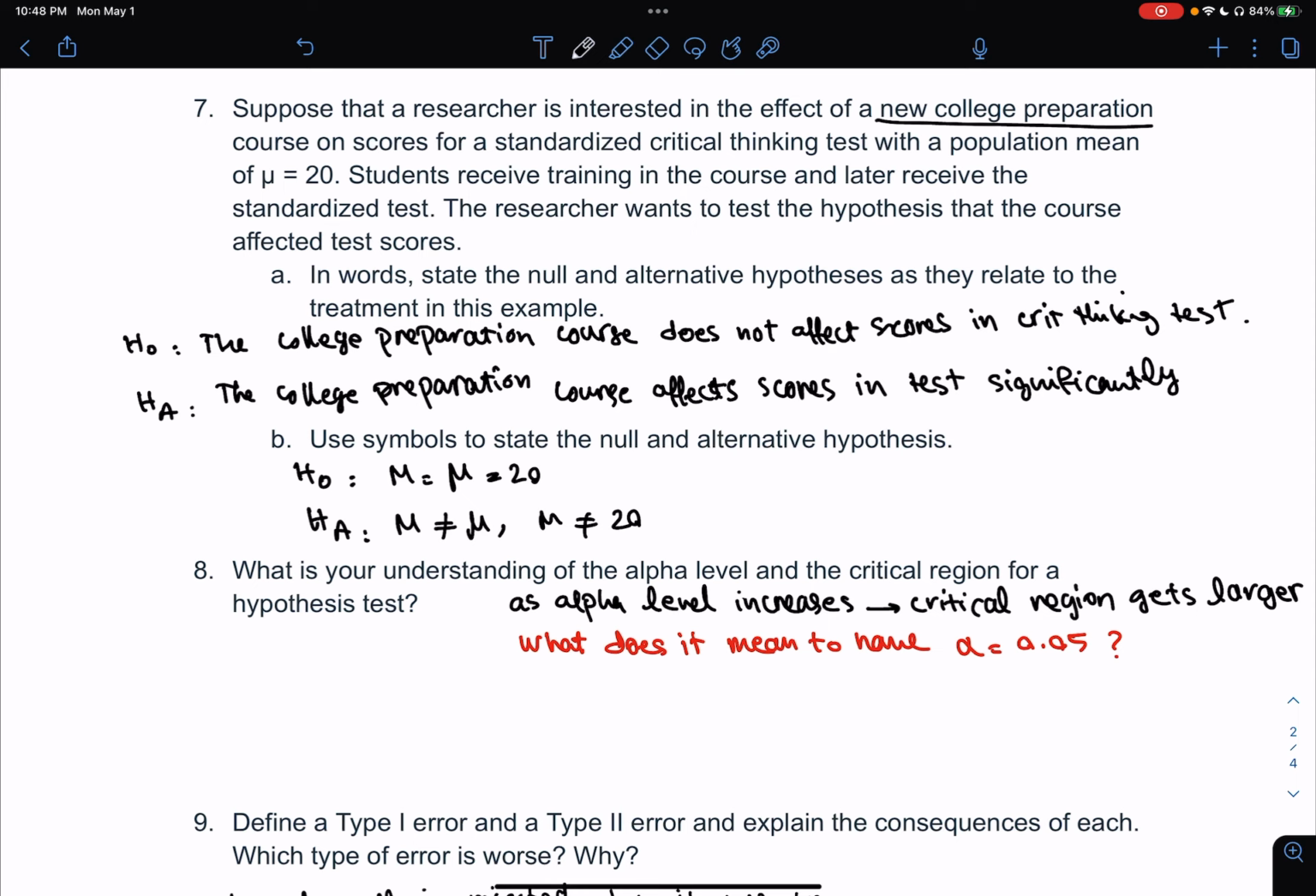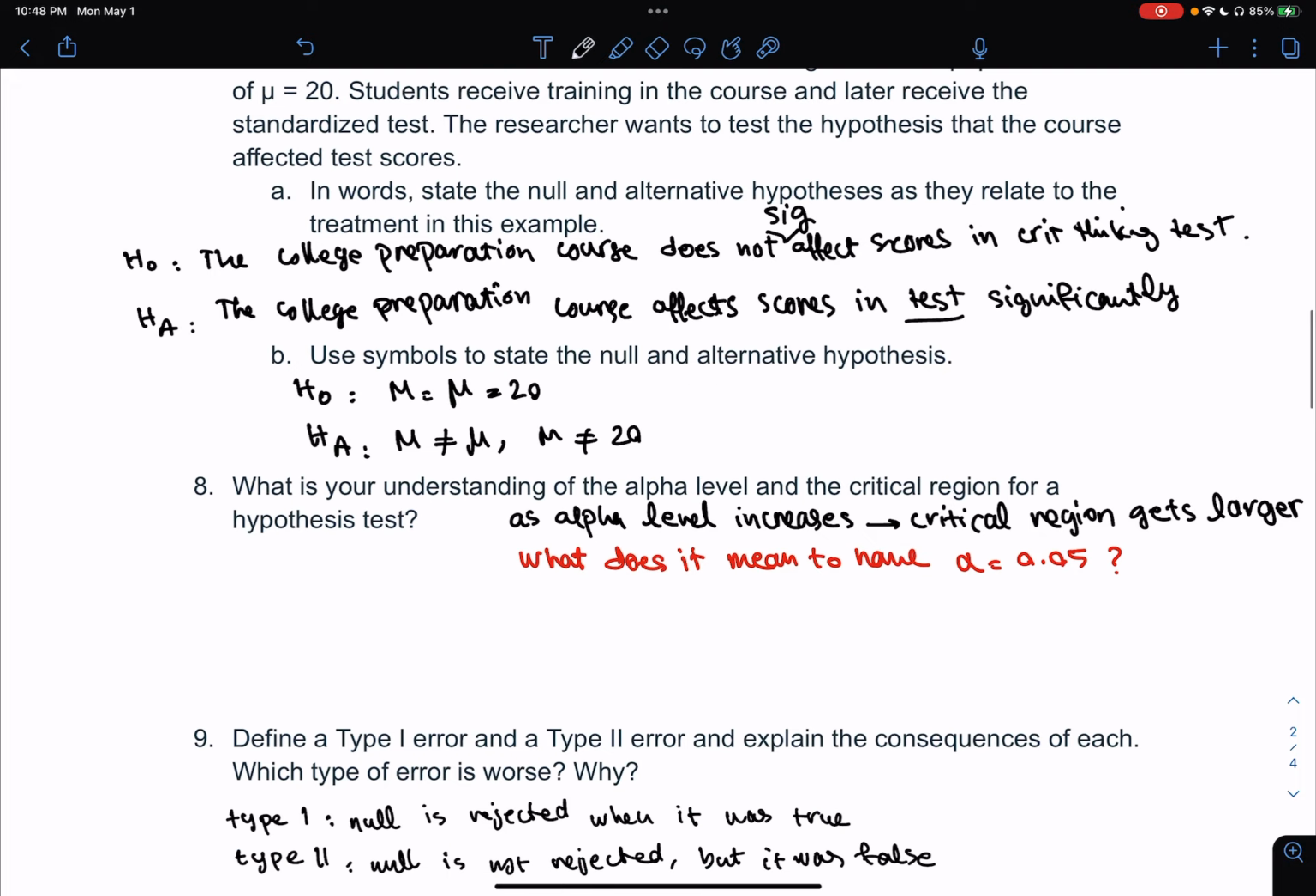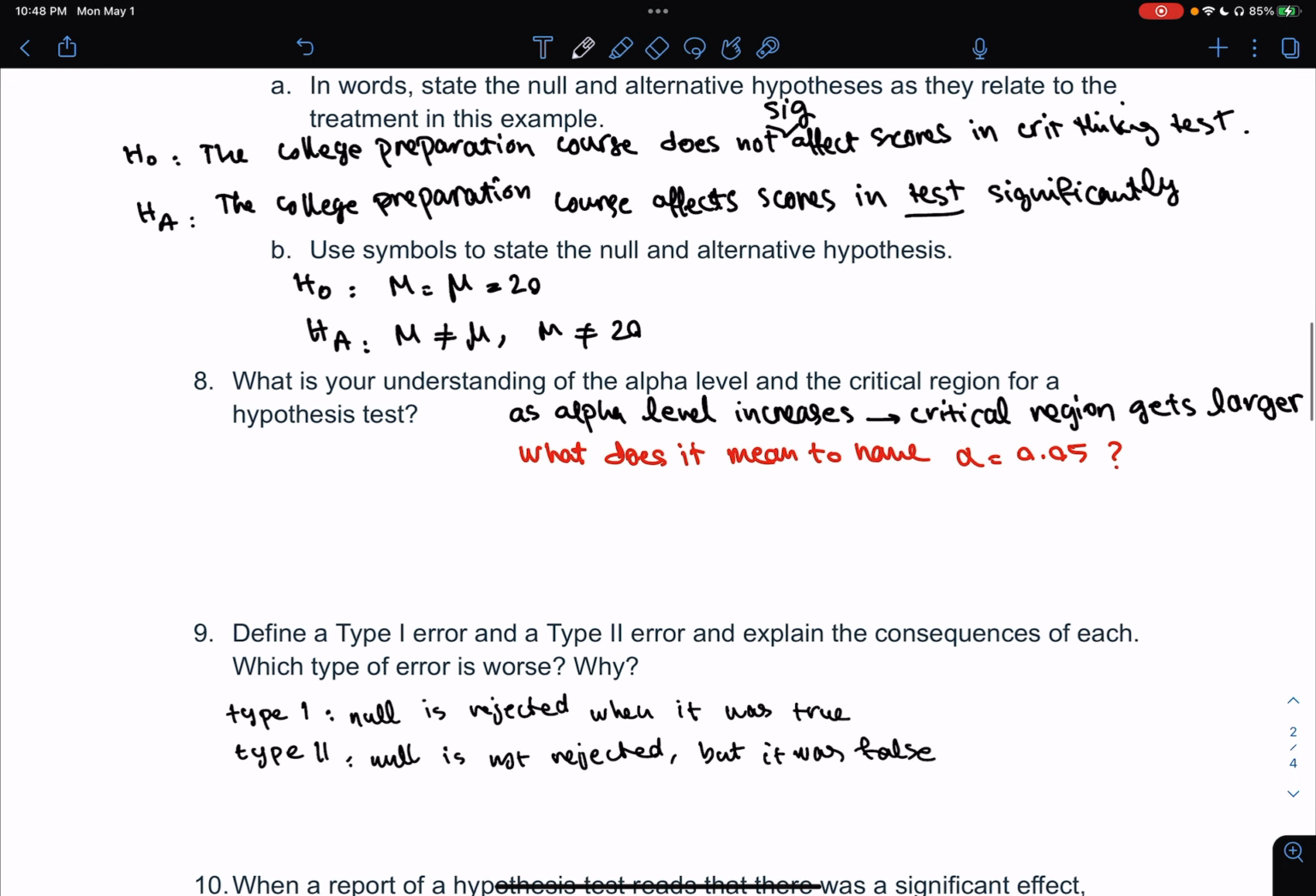Let's see. I think we need to add significantly here as well. So the alternative hypothesis is that the college preparation course affects the scores in the test significantly. Then I just wrote the short version, but you can add more details about the critical thinking test or things like that. And then B is to use symbols to write the null and alternative hypothesis.